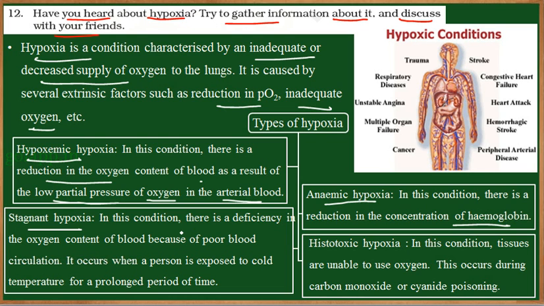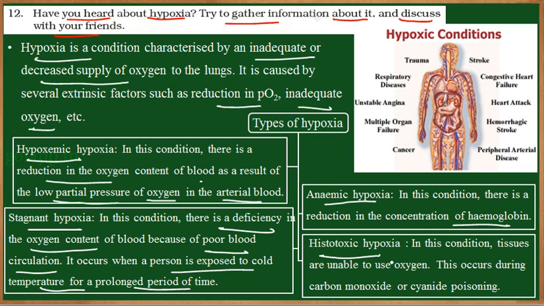Stagnant hypoxia. In this condition, there is deficiency in the oxygen content of the blood because of poor blood circulation. So the amount of oxygen is there, hemoglobin is also there, but the heart is not working properly. There is a poor circulation and therefore the concentration of oxygen will be less. And this can take place when the person is exposed to cold temperature for a prolonged period of time. So when we are exposed to cold temperature, the functioning of the heart is reduced, circulation becomes poor and therefore the oxygen content in the blood becomes less.